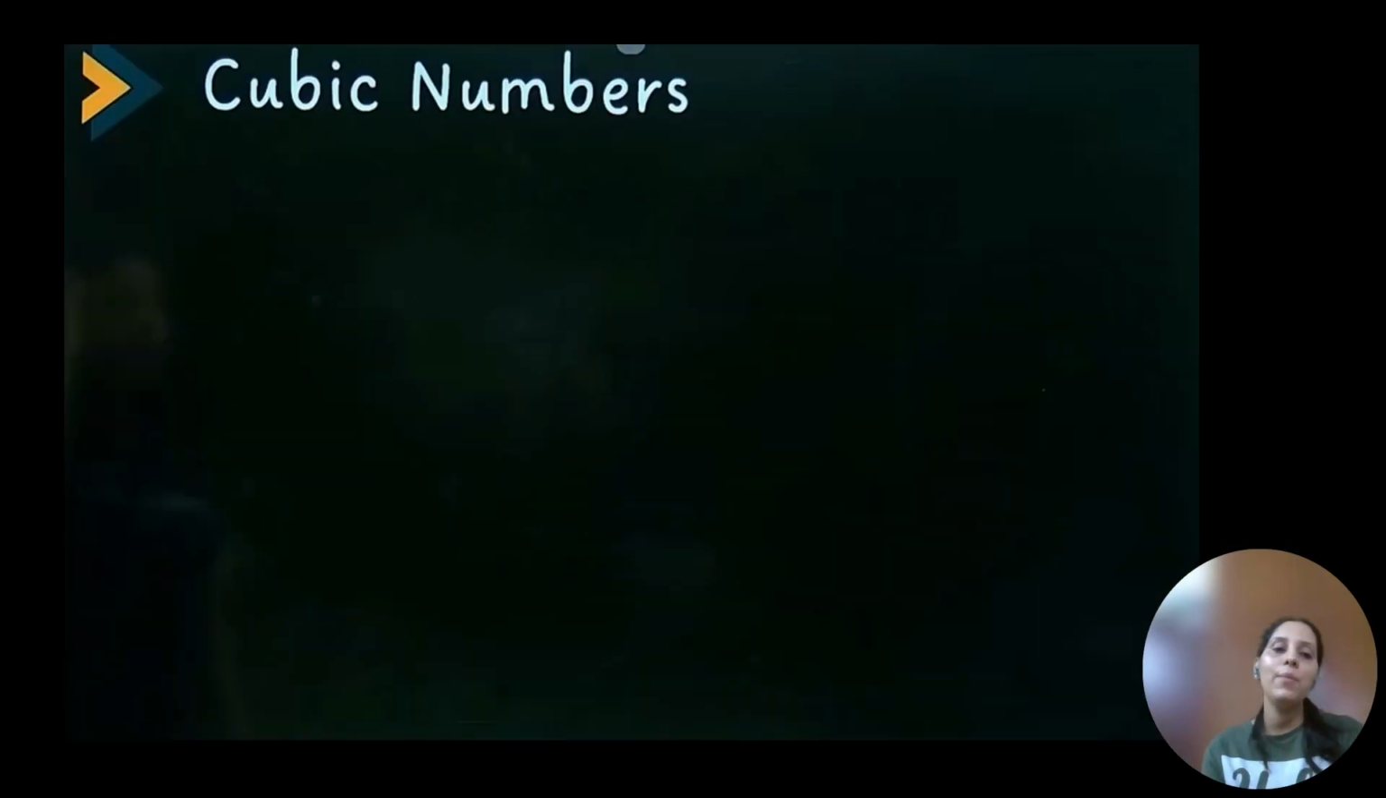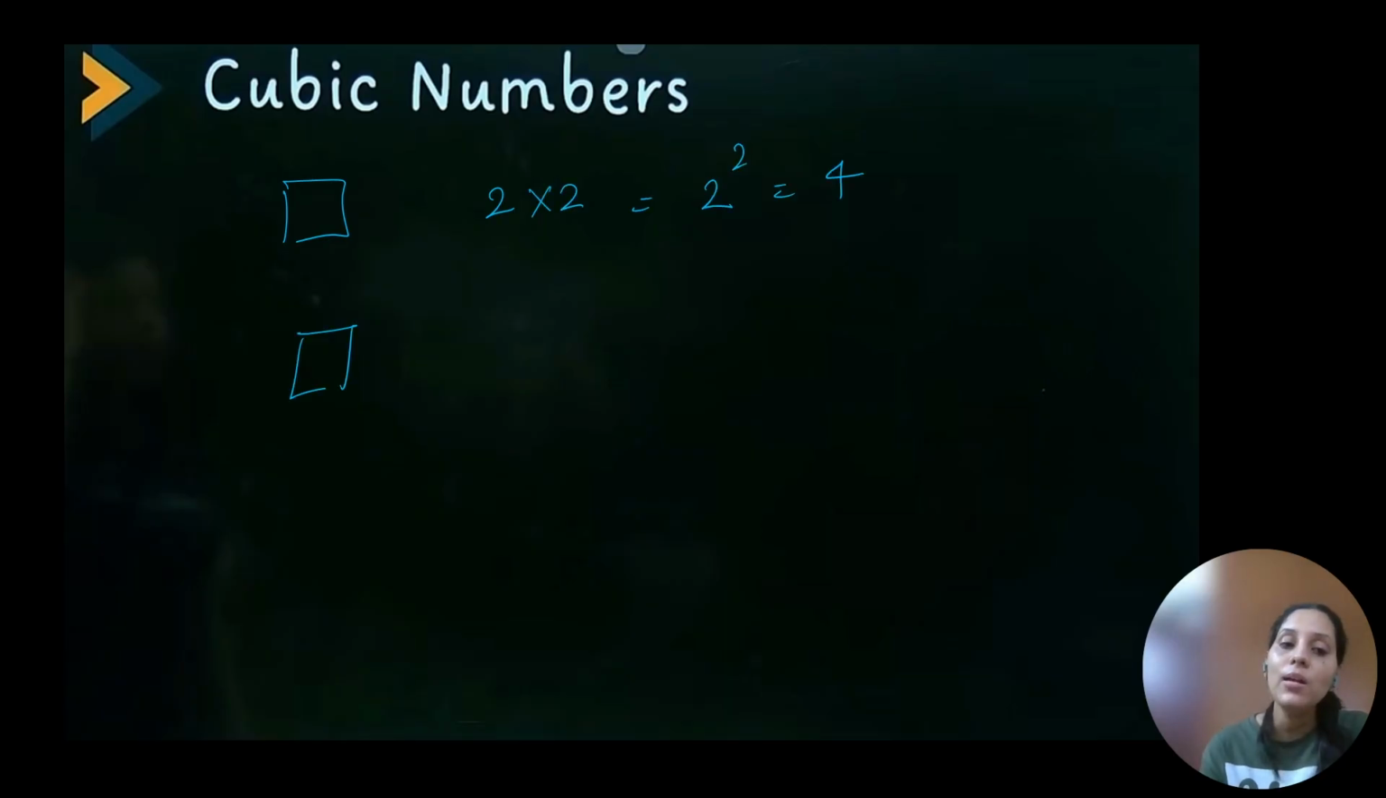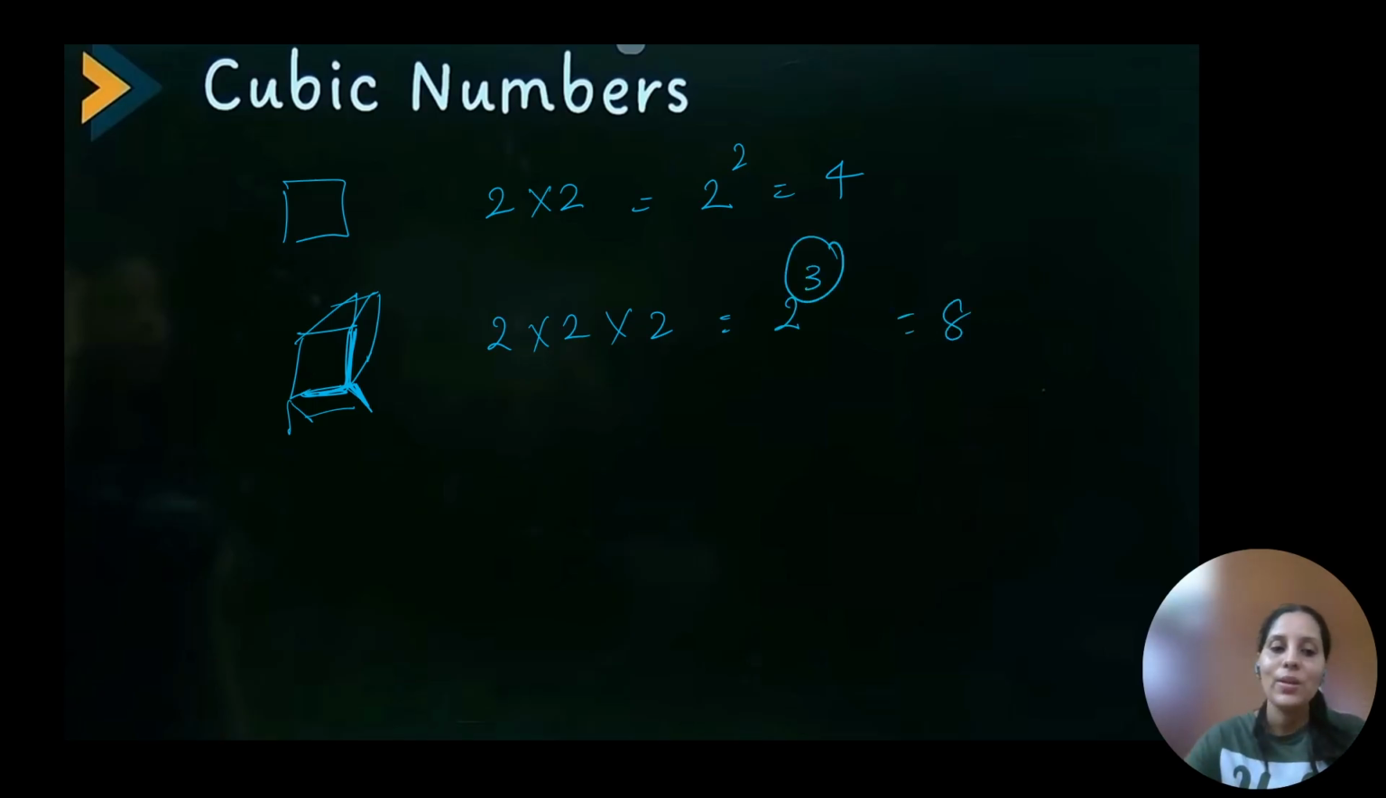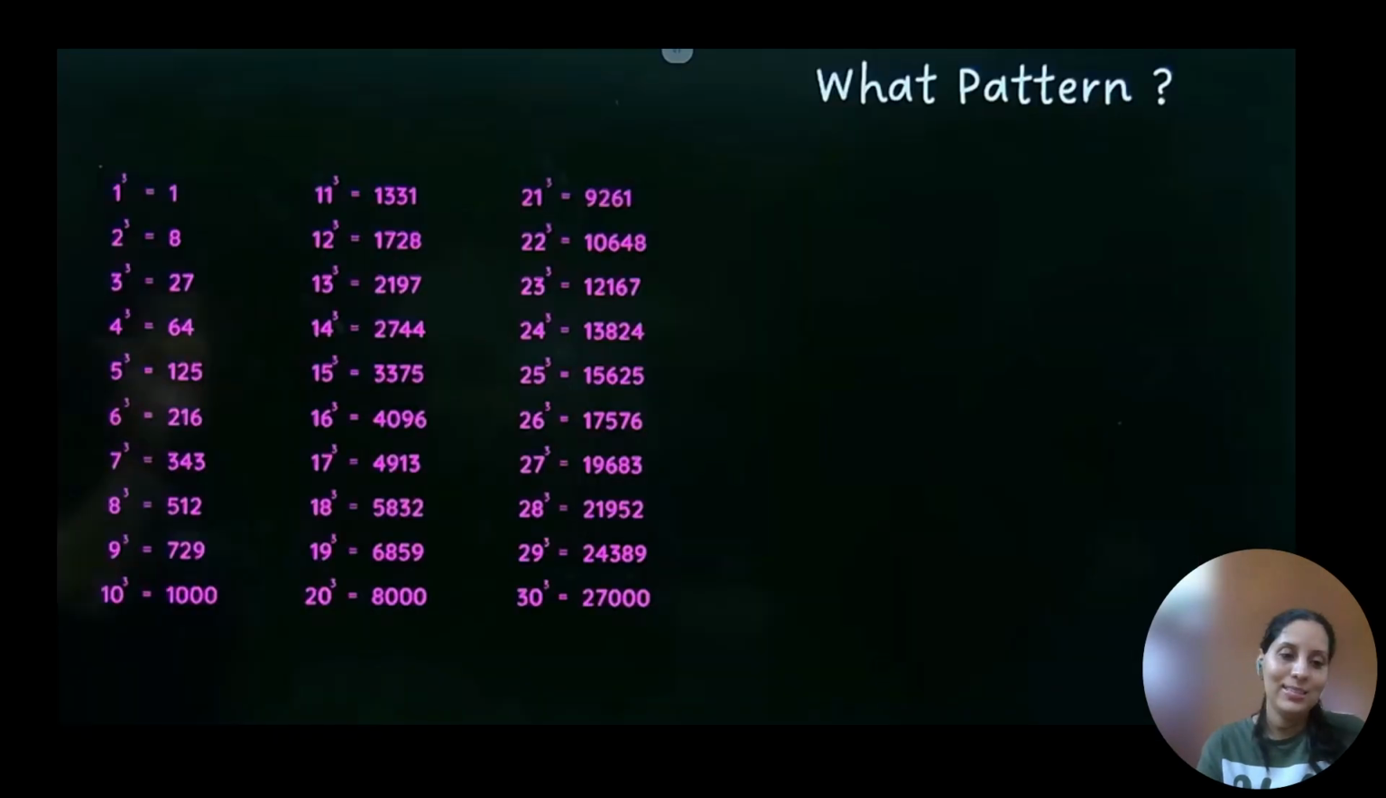Next one, cubic numbers. So we have just seen what squares are, 2 into 2, which is 2 square, 4. Now similarly, a cube is nothing but 2 into 2 into 2. It has three dimensions, length, breadth, and height. So which is 2 cube, which is 8. All right, these are nothing but cubic numbers. Any doubts still here?